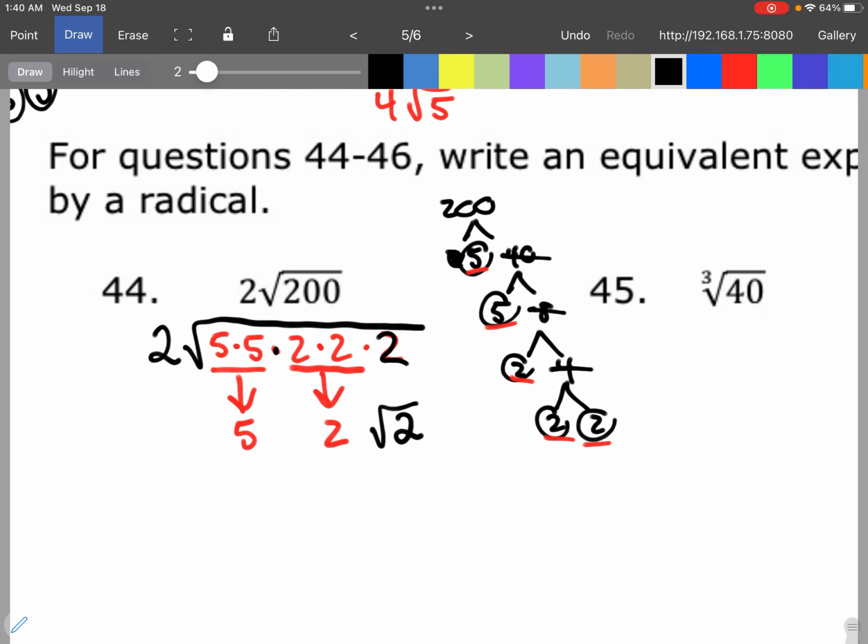We need to bring down this multiplication sign. And don't forget, this 2 is being multiplied to the radical. So let's drop that. All of these folks right here must multiply. 2 times 5 times 2. 2 times 5 is 10. Times 2 is 20. Final answer is 20 square root of 2.